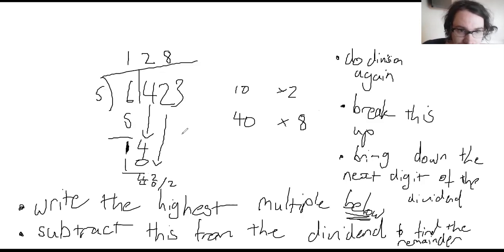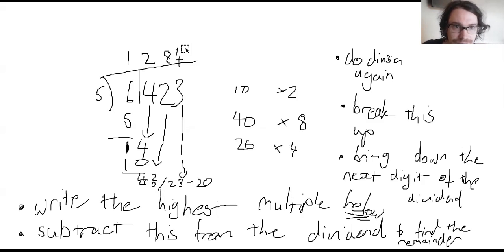2. I'm going to bring down the next digit, 3. Now it's the highest multiple of 5 we can get before we get to 23: 20, which is times 4. Now I need to find the remainder by doing subtraction. I know it's getting very crowded, so I'm having to go sideways this time. Our remainder is 3. No more digits to bring down, so we've finished.